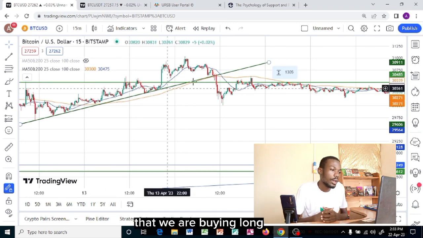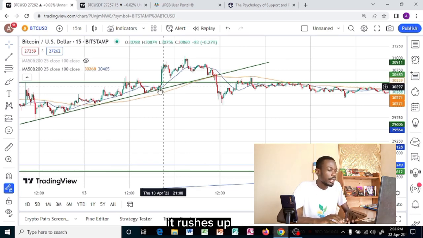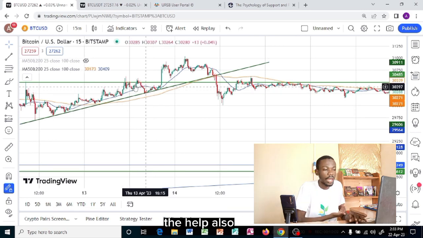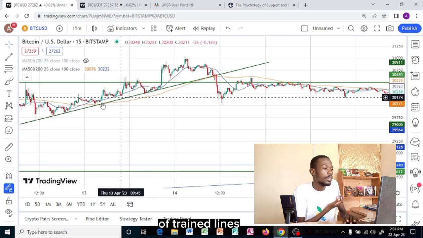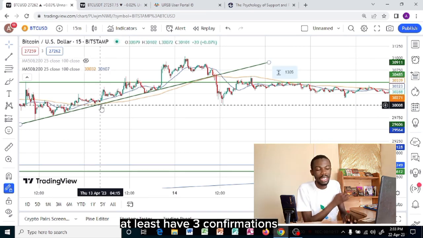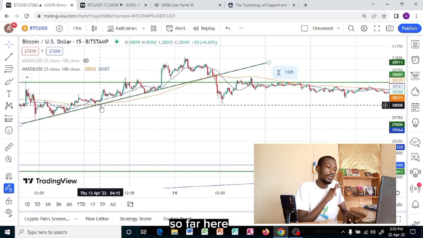We take a move, buying long, and then boom, it rushes up and we make this long range. You understand? Now this was also with the help of a trend line. So you should have not just one confirmation, but at least three confirmations every time you're trading.